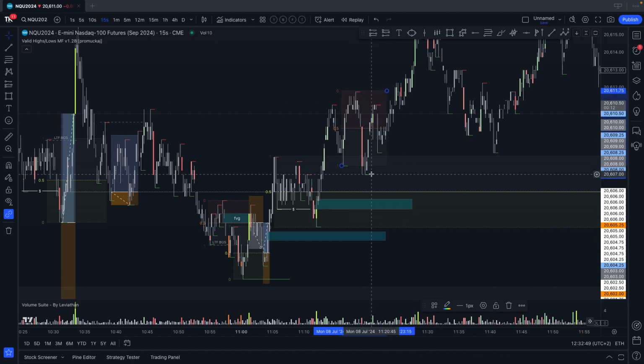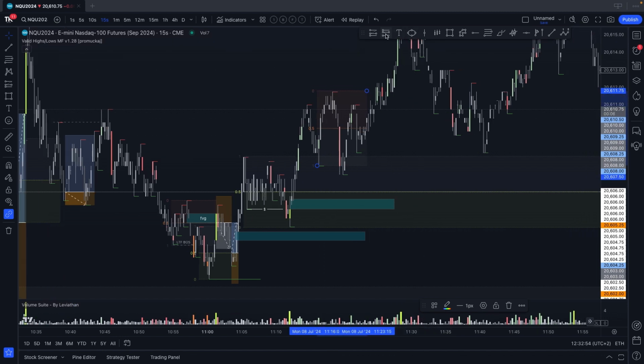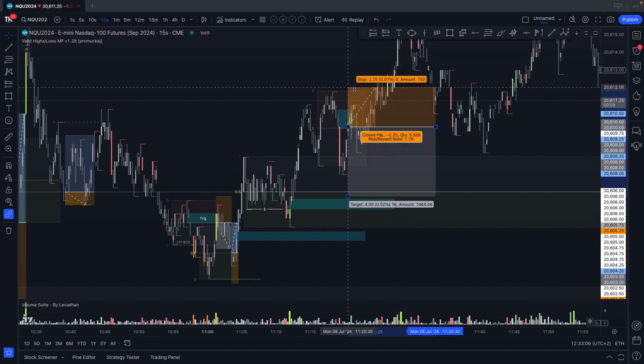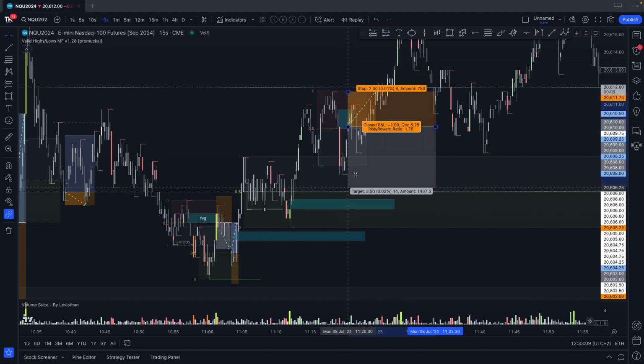Same thing, displacement, liquidity, grab the liquidity, go down, fair value gap. Where is the fair value gap? It is here and here. So this is all fair value gap. We enter on the first one. Stop loss right above the high, take profit here.